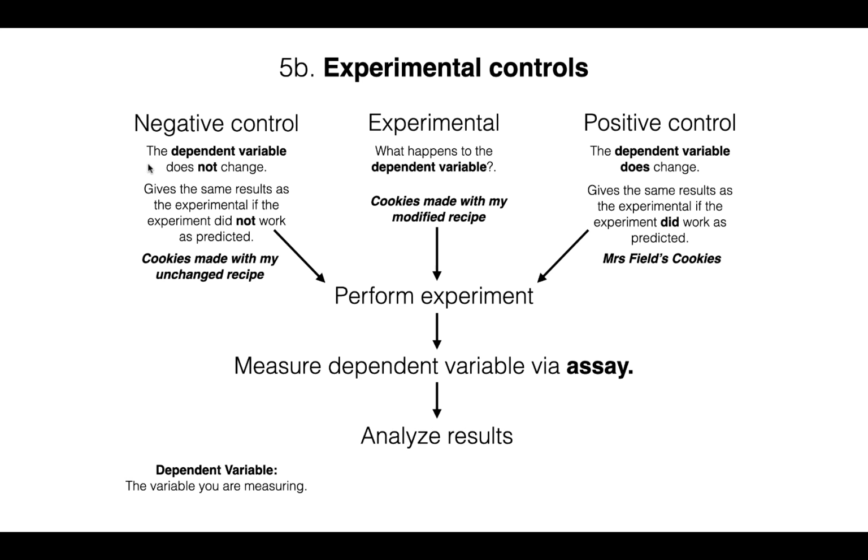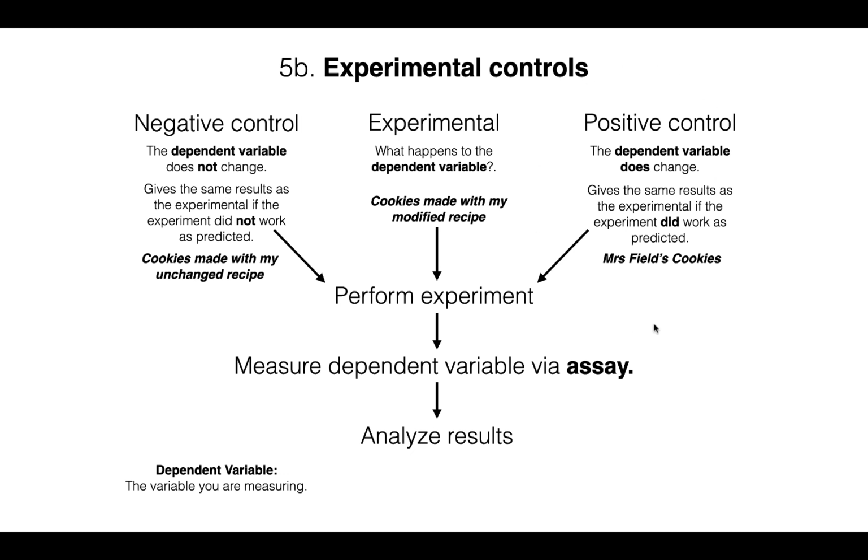The negative control is the control in which the dependent variable does not change. Okay, so we're going to think of something in which the thickness of the cookies does not change. And so that's just the cookies made with my unchanged recipe. It's my original recipe. It's what I'm hoping my experimental will be thicker than, right? So the negative control is going to give us the same results as the experimental if the experiment did not work as predicted.